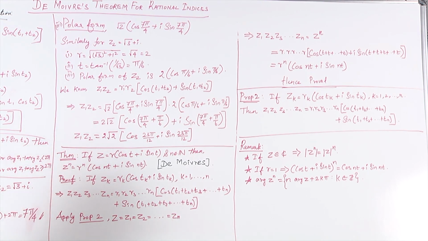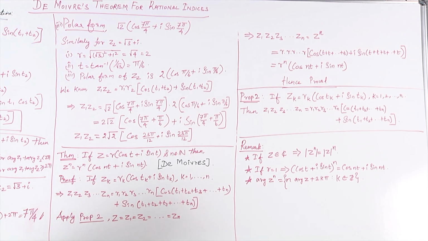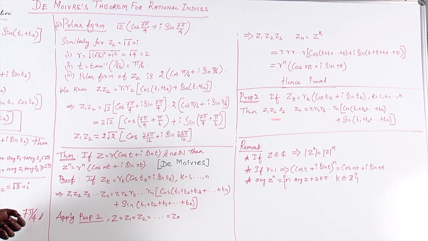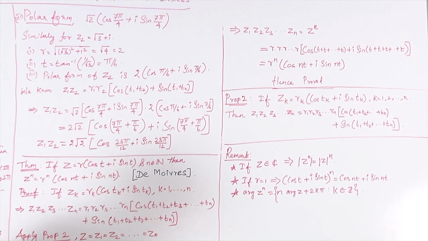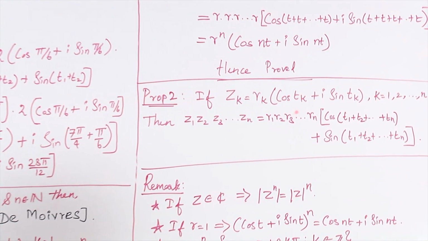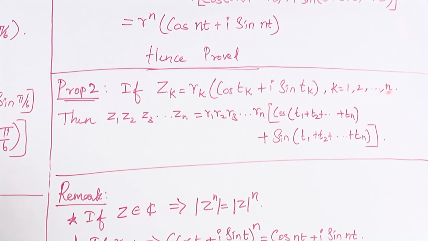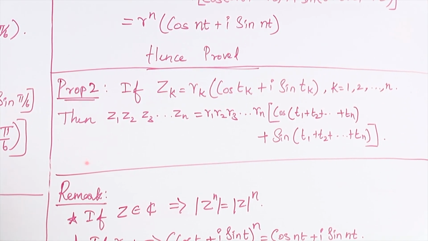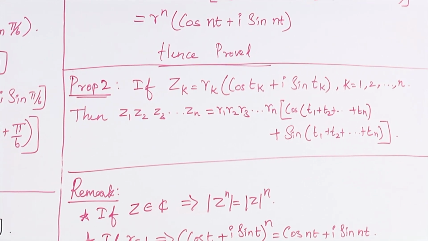But to prove de Moivre's theorem, we need one more proposition, and that proposition is this: if Zk is equal to Rk cos Tk plus i sin Tk, k equal to 1 up to n, then Z1, Z2, Z3 up to Zn is equal to R1, R2, R3 up to Rn. This is merely an extension of this theorem.